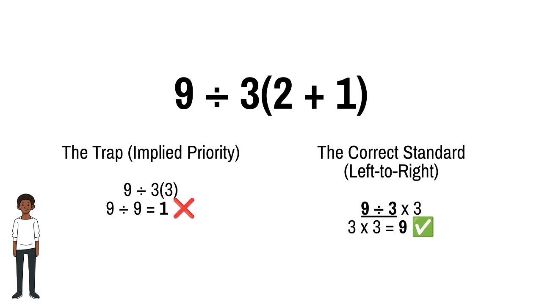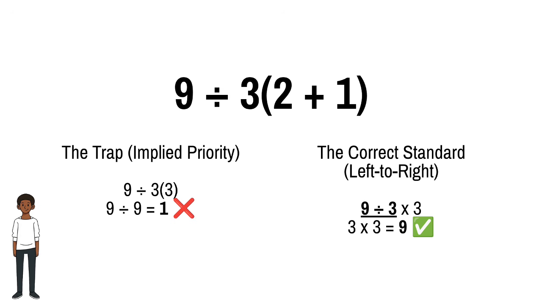They add 2 plus 1 to get 3, multiply 3 by 3 to get 9, and then divide 9 by 9 to get 1. But according to standard modern mathematical conventions, PEMDAS and BODMAS, implied multiplication does not take precedence over division. Step 1. Handle the grouping symbol first. 2 plus 1 equals 3. Now the expression is 9 divided by 3 times 3.